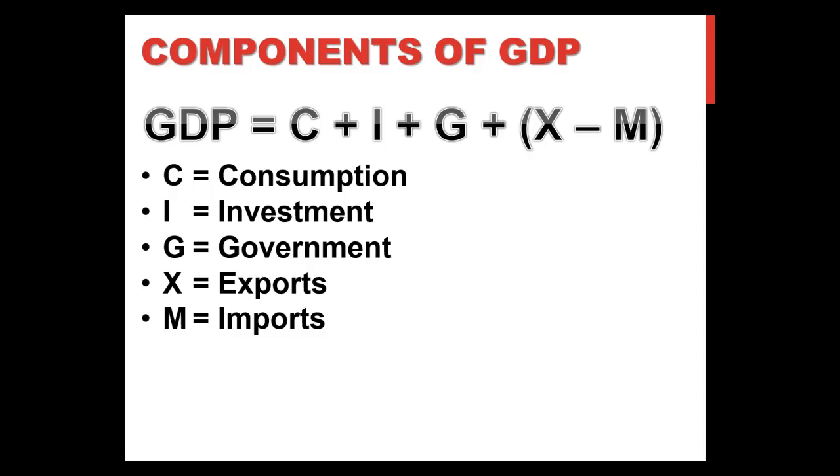Then we've got the government, which is one of the largest, if not the largest, single actor in our economy. Then we have what are called exports. That's goods made in the United States and sold in other countries, compared to imports, which are goods made in other countries and sold into the United States.